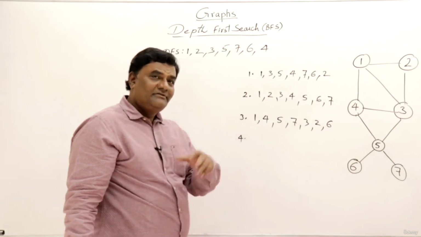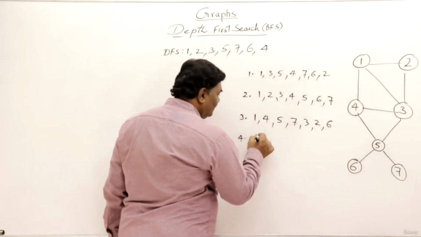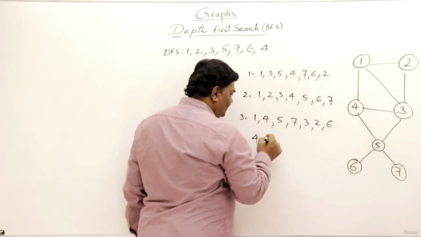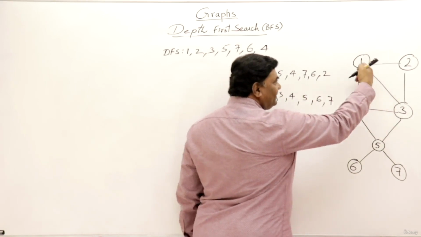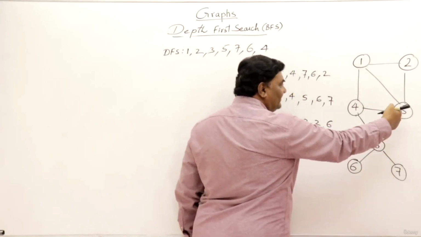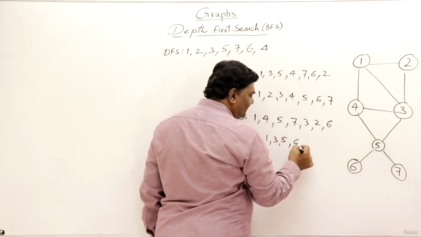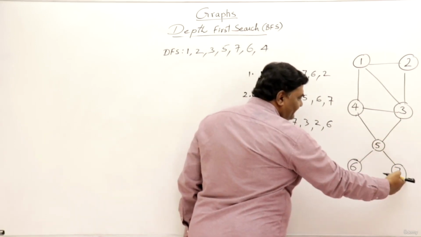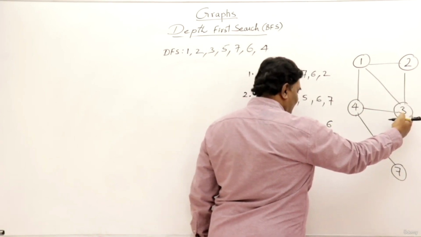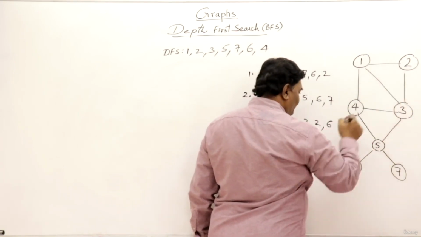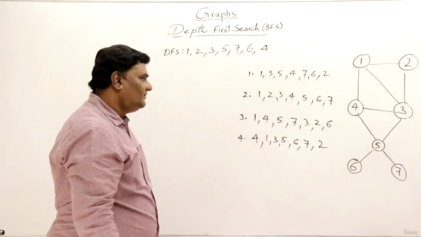Then one more I'll show you. I want to select some other vertex as starting vertex. Which one? 4. From 4 I can go to 1. From 1 I will go to 3. I skipped 2 and came on 3. Yes, I can go anywhere. From 3 I will go to 5. From 5 I will go to 6. Go back to 5. Go to 7. Then this is finished. Then go back to 3. From 3, 2 is remaining. Take 2. This is also valid.